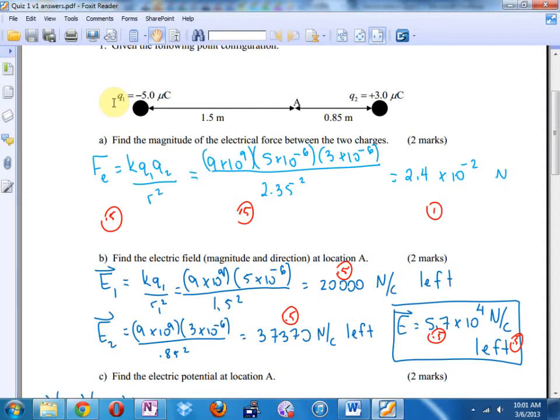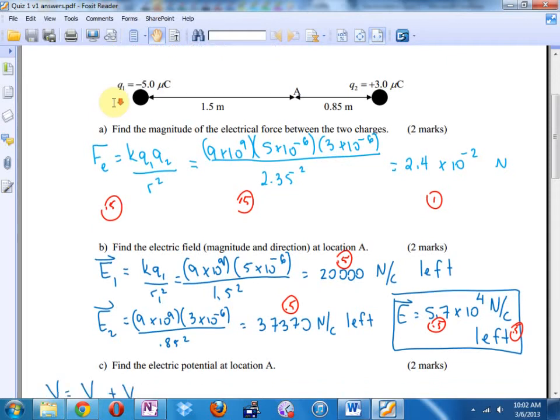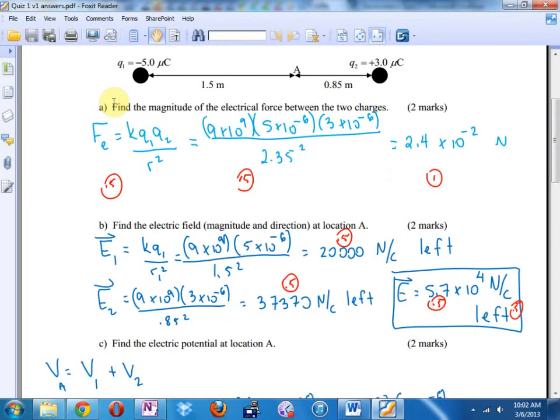C says find the electric potential at location A. Find the electric what? Did they say energy? Don't be going KQ1, Q2 over R, energy. It's not. Potential is an archaic word for voltage. So to find the voltage at location A, what I'm really going to do is find the voltage from the first charge, find the voltage from the second charge, and add them together.